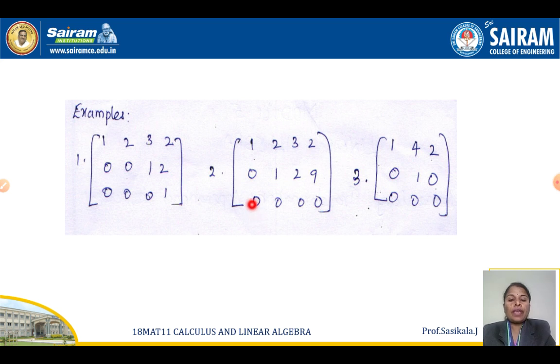Now you can go for your next example. We have 1, 2, 3, 2. See here, the zero row is at the last. In the non-zero rows, the first entry is 1. Clear? And the second row's first element is 0, we have done it. Similar in the third example. So these three are the best examples for when we tell it is an echelon form.